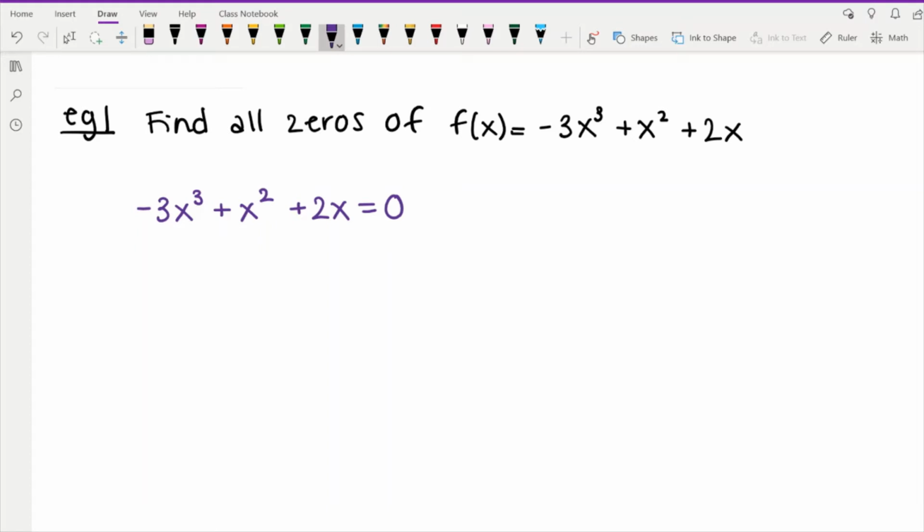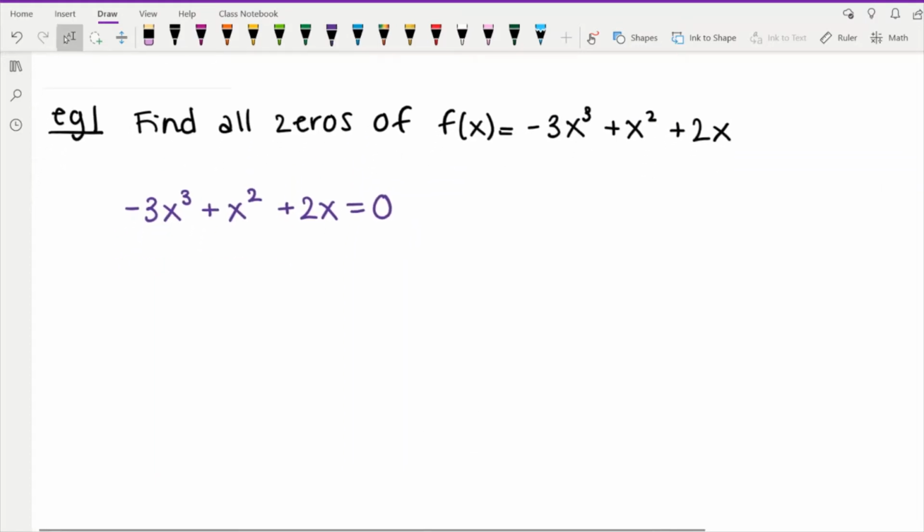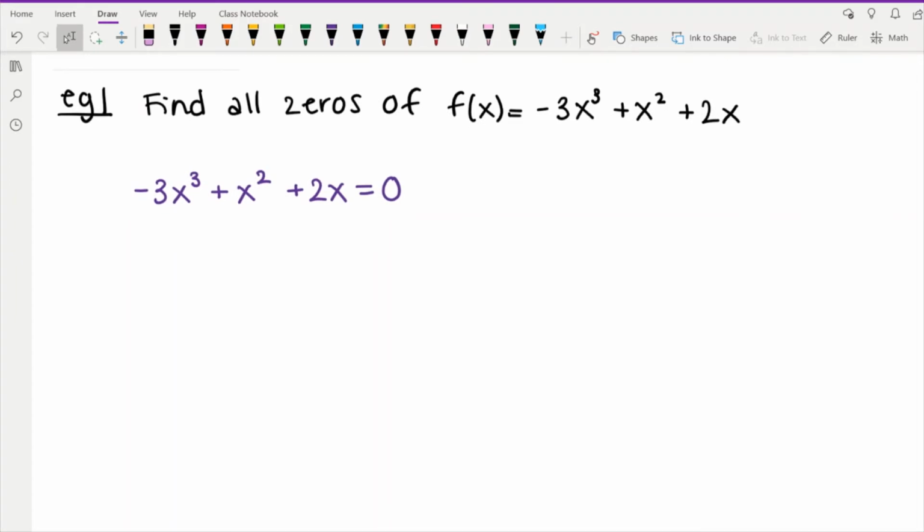So what can we factor out from all of these terms? Well, we can factor out x. But we can do something even better. This is generally a good idea: anytime you have a negative leading coefficient, it's always a good idea to factor that out because it will make the later factorization easier. So I'm going to factor negative x out from everything.